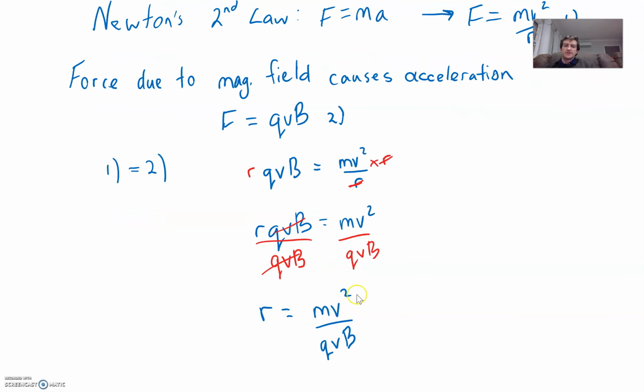Thus r equals mv squared over qvB, and then this v cancels out with one of the v's up here. So we just get mv up the top and qB down the bottom. That gives us the equation we've been looking for.